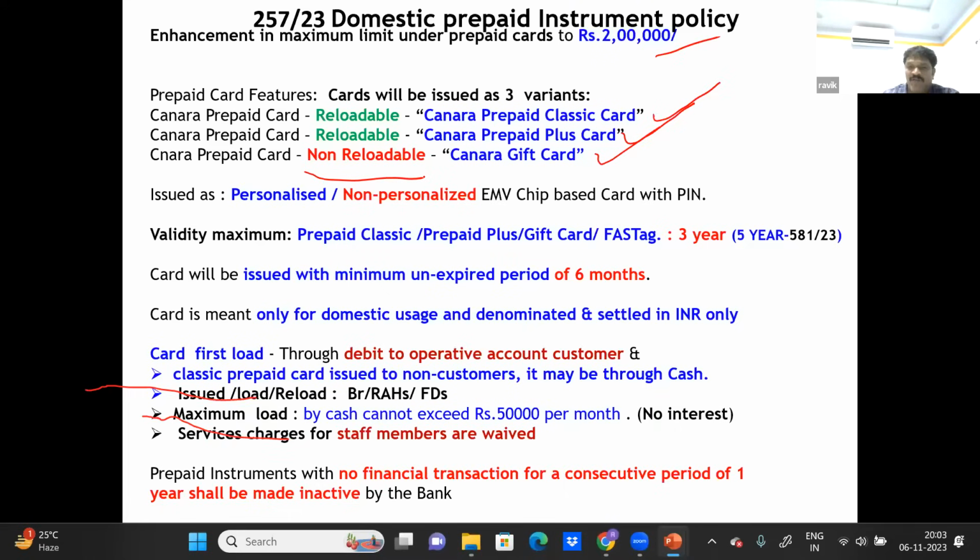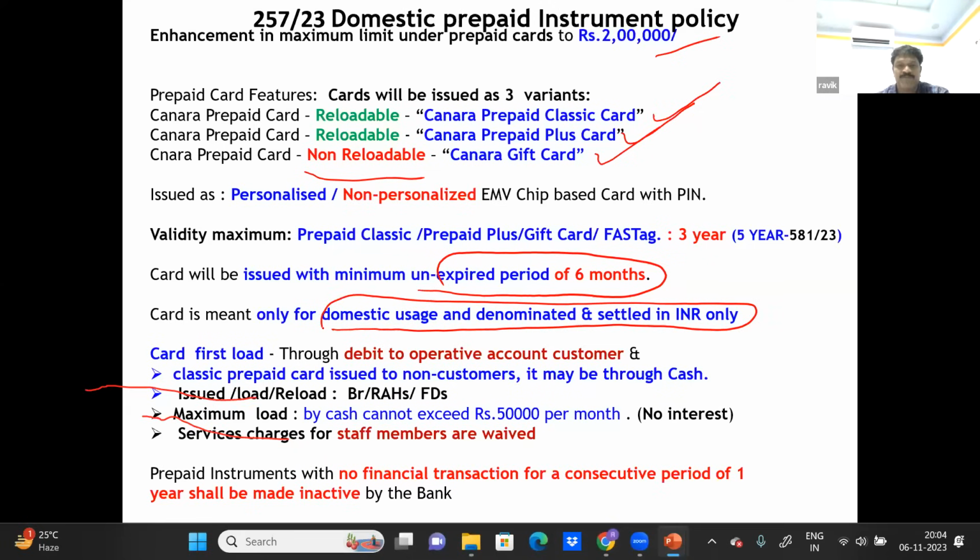Now, validity of prepaid card is 3 years. Credit card also, as I told you, is 5 years now. Prepaid card also, they made it 5 years. Prepaid cards cannot be issued when the unexpired period is less than 6 months. Minimum unexpired period should be 6 months; then only this card can be issued. The card is meant for domestic usage and denominated and settled in INR only. These prepaid cards can be used in India only.